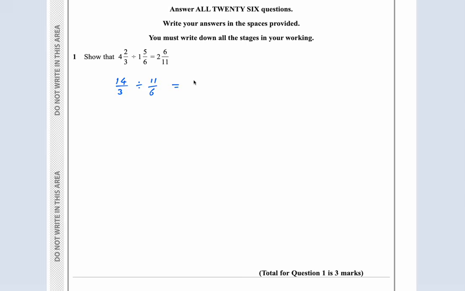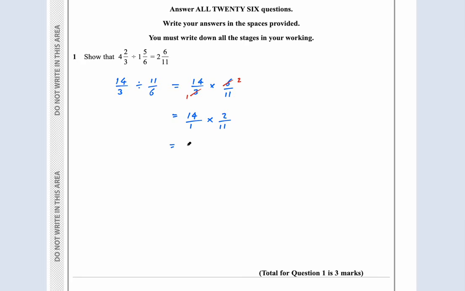Then we're going to do what I like to call keep, change, flip. So we keep the first one, change to multiply, and we flip the second one into 6 over 11. And then you can say, I can divide, you could multiply these out if you want to, guys, but look, this is a nice thing to do. You can divide this by 3, 3 into 3 goes once, and divide this by 3, 3 into 3 goes twice. So this is the same as 14 over 1 times 2 over 11.